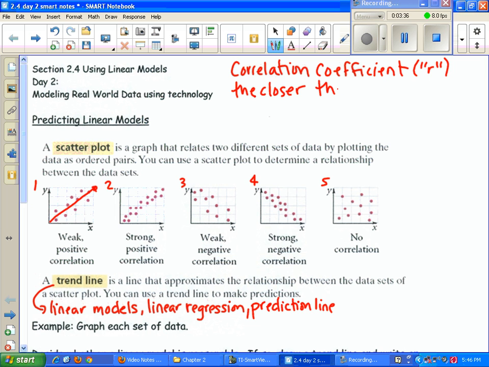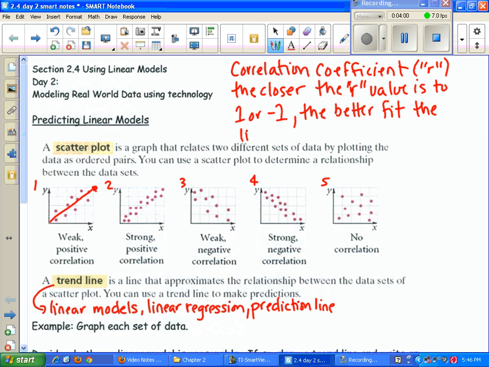So the closer the R value is to 1 or -1, the better fit the line is for the given data. So it determines how fit the line is.